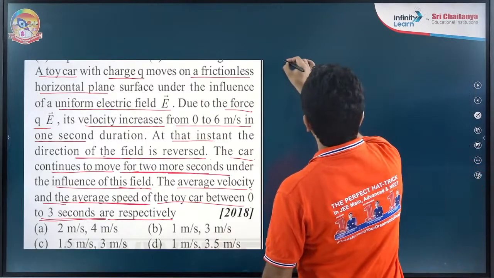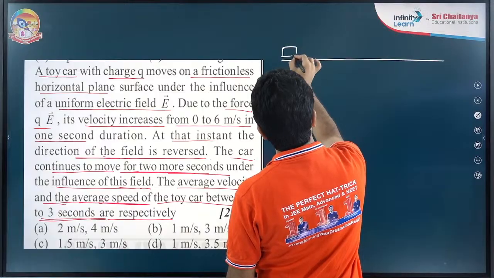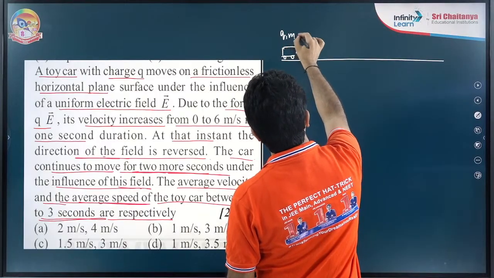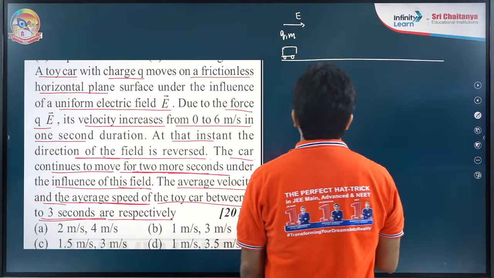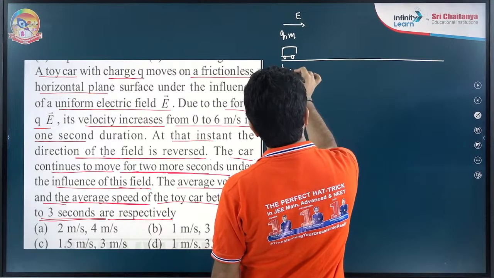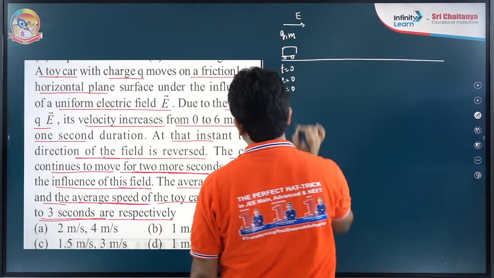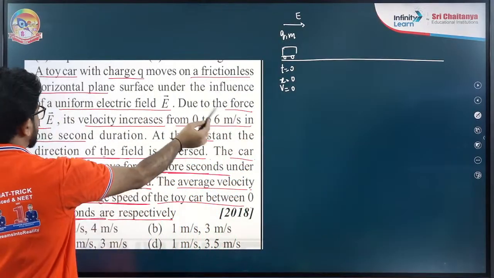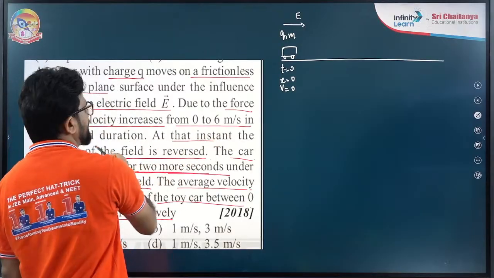Please understand. This is the electric field. On a horizontal surface the toy car is there. Its charge is Q and mass is M. Suppose this field is E here. This is at t equal to 0. I am assuming this is x equal to 0 and its velocity is also 0 because it starts from rest. Due to the force QE, its velocity increases from 0 to 6 in 1 second.